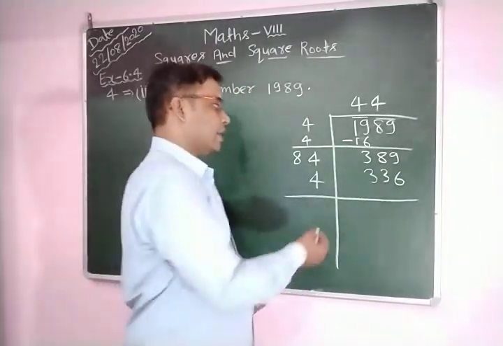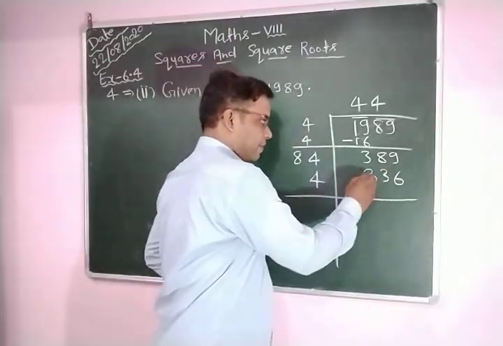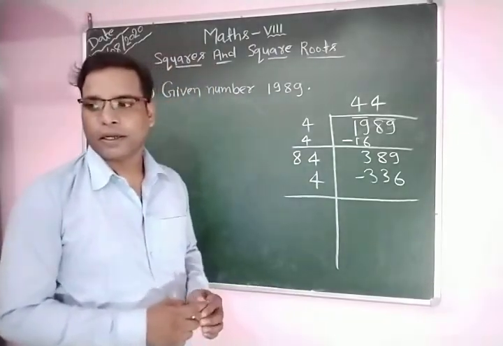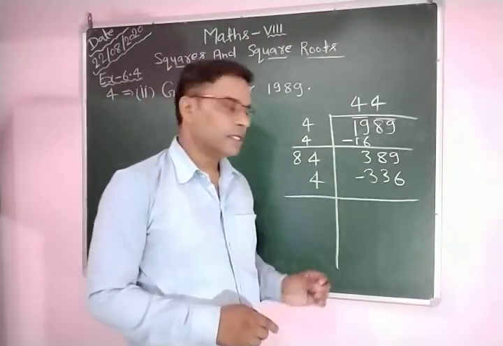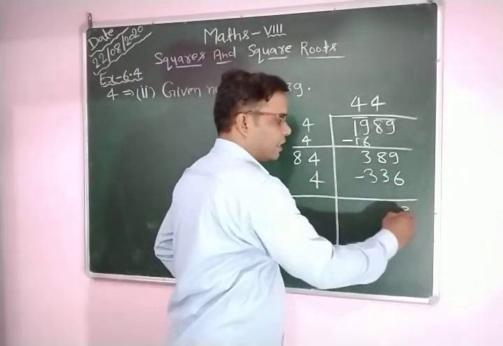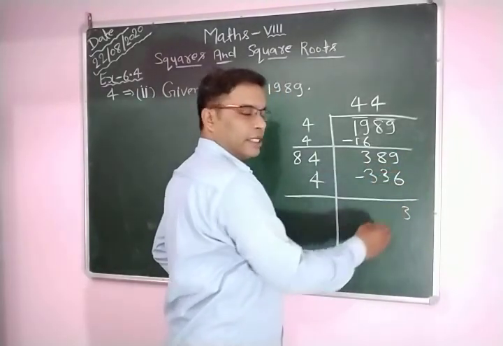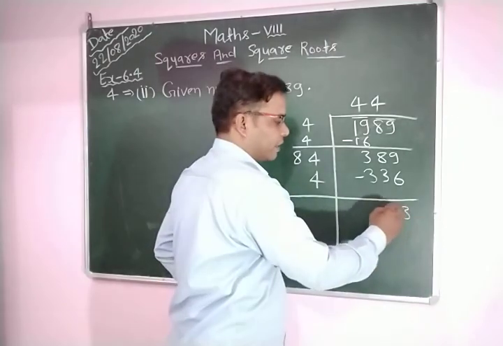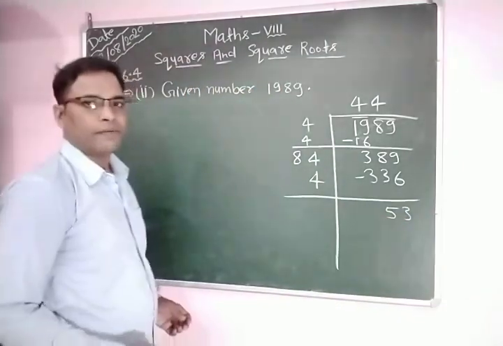336, and here we subtract, and what is the remainder we have found here? Remainder is 9 minus 6, this is equal to 3, and 8 minus 3, this is equal to 5. So you get remainder 53.